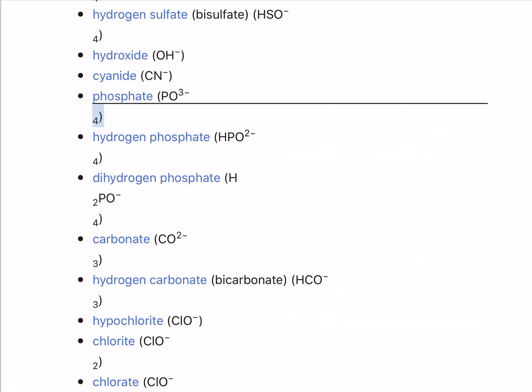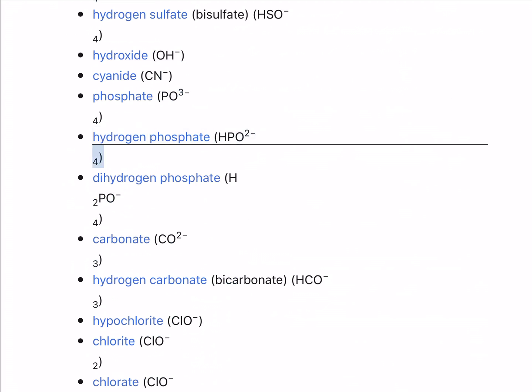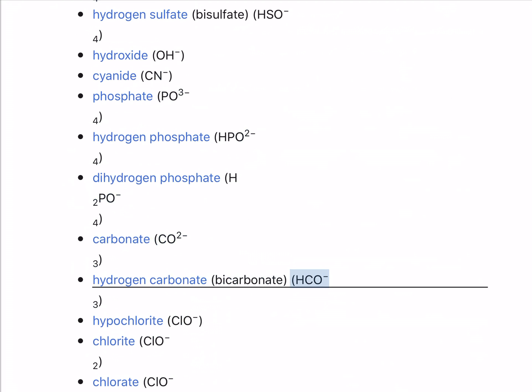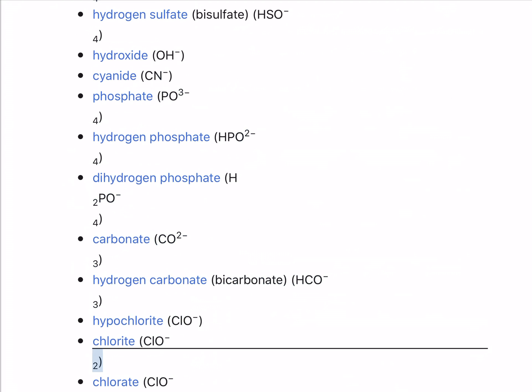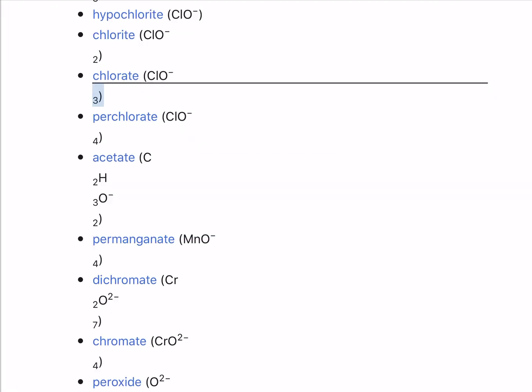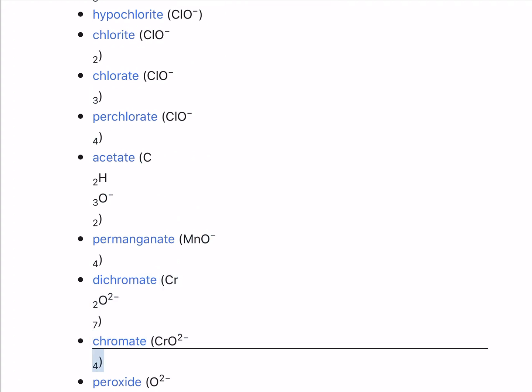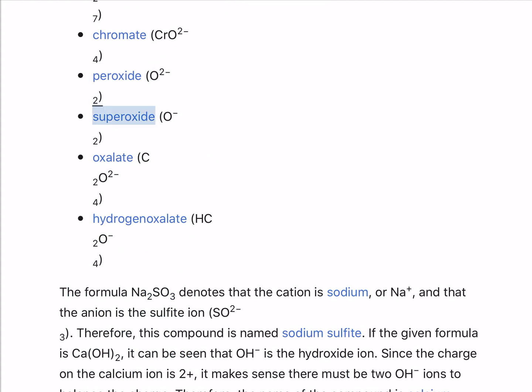phosphate, PO4 3−, hydrogen phosphate, HPO4 2−, dihydrogen phosphate, H2PO4−, carbonate, CO3 2−, hydrogen carbonate, bicarbonate, HCO3−, hypochlorite, ClO−, chlorite, ClO2−, chlorate, ClO3−, perchlorate, ClO4−, acetate, C2H3O2−, permanganate, MnO4−, dichromate, Cr2O7 2−, chromate, CrO4 2−, peroxide, O2 2−, superoxide, O2−, oxalate, C2O4 2−, hydrogen oxalate, HC2O4−.